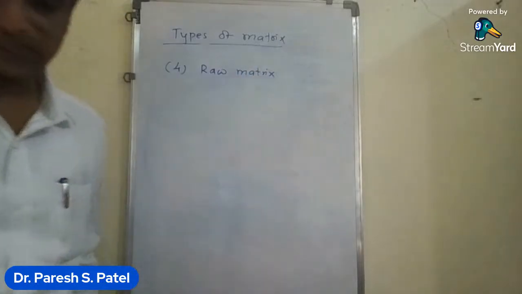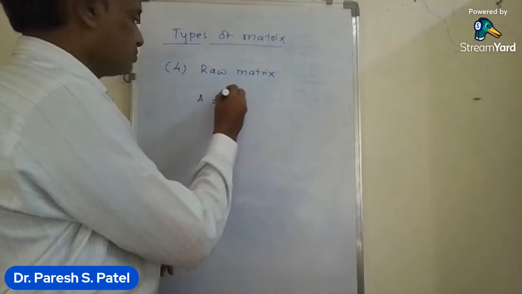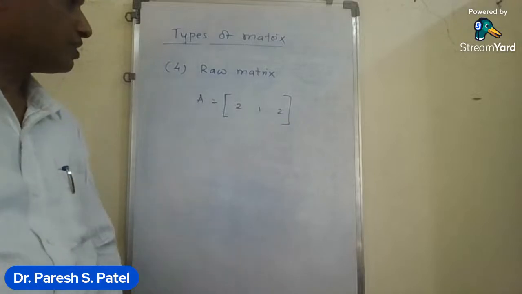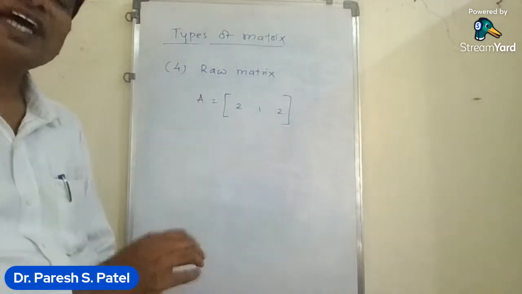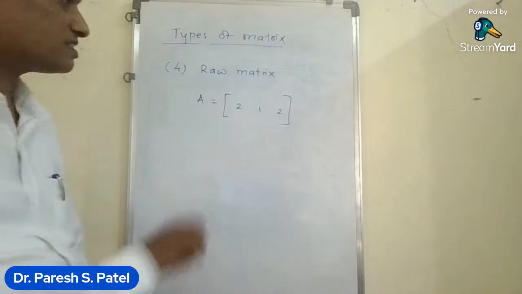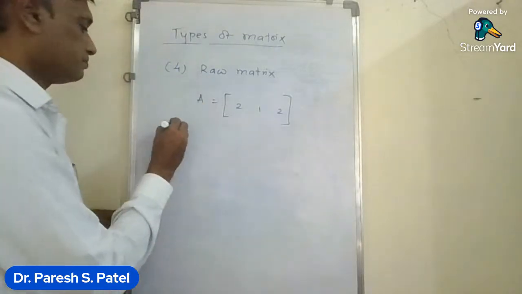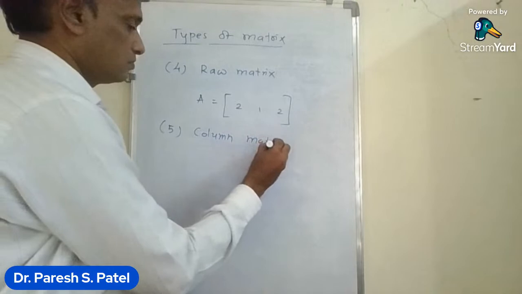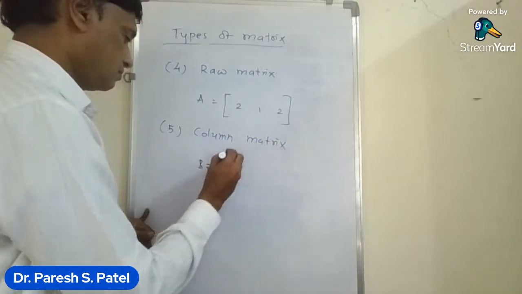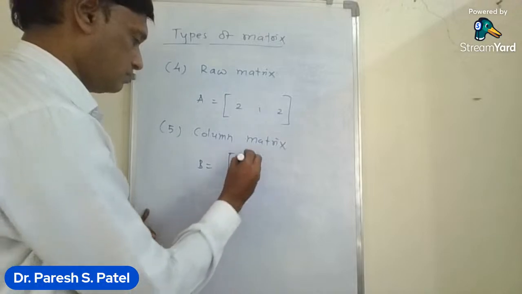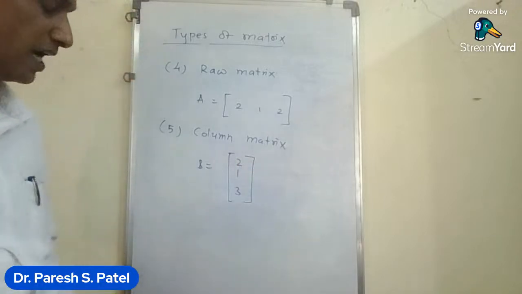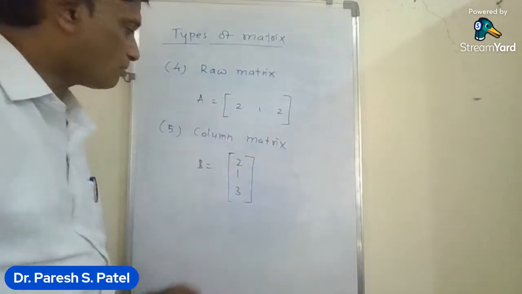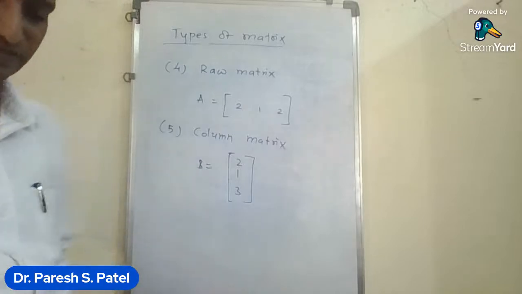Next one is row matrix. A is equal to, if the number of rows is equal to 1 and there are n columns, it can be represented as a row matrix. Here only one column and n rows. If a matrix consists of n rows and only one column, that can be represented as a column matrix.